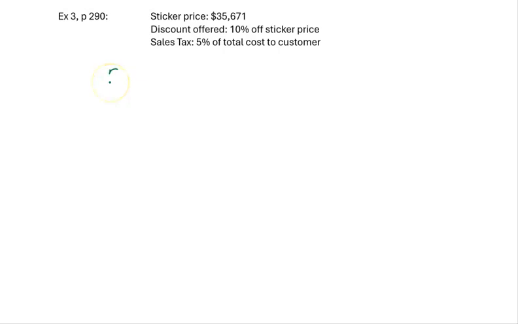So we're going to take our sticker price, $35,671, and multiply it by 90%, because we are paying 90% if we get a 10% discount. And when we do that, we get a total of $32,103.90. So that's what we're going to pay for the car before taxes.